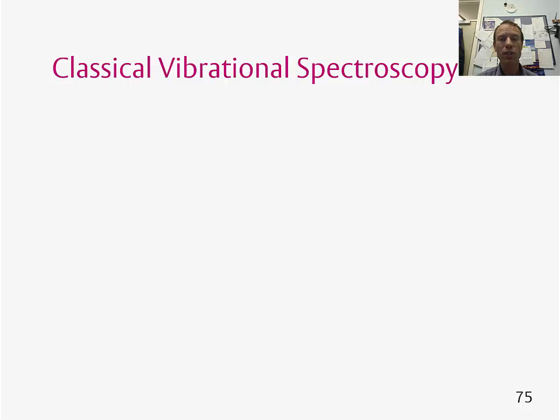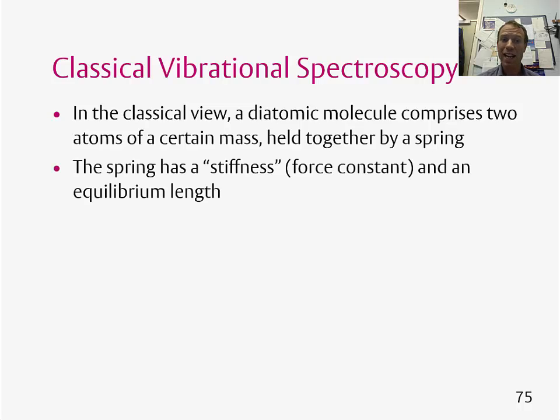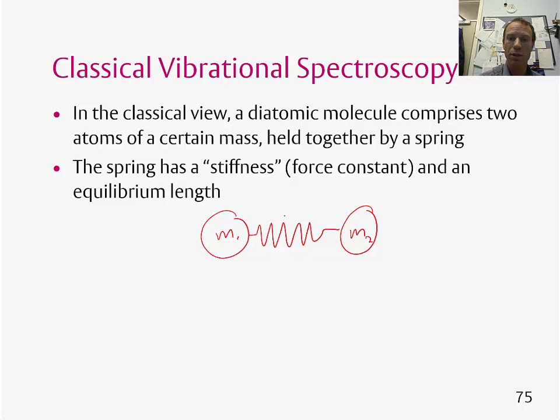As with rotation, sometimes it's useful to have a classical picture of what's going on in spectroscopy. If you think about vibrations classically, you have the view of a diatomic molecule as being two atoms of certain mass held together by a spring. This spring has a certain stiffness, a certain force constant, and an equilibrium length. So we can draw a molecule something like this. We have a mass m1 atom, a spring, and then another atom of mass m2. This spring has a force constant K and an equilibrium length Re.